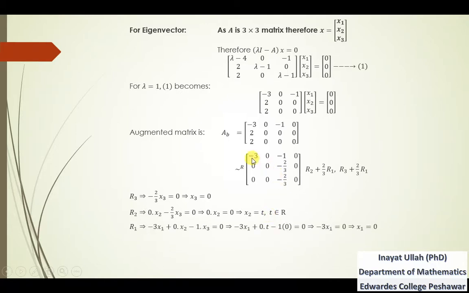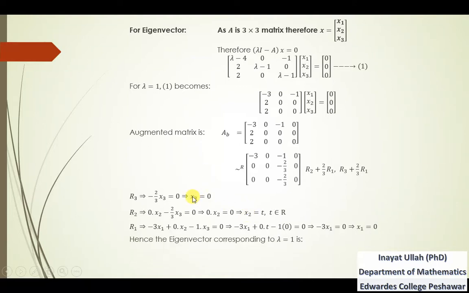Row number 1 implies minus 3 into x1, 0 into x2, minus 1 into x3 is equal to 0. Now replacing x3 by 0 here and x2 by t, 0 into t is 0, 1 into 0 is 0, so minus 3 into x1 is 0. Minus 3 into x1 is 0 means x1 is equal to 0. So this is the value of x1, this is the value of x2, this is the value of x3.